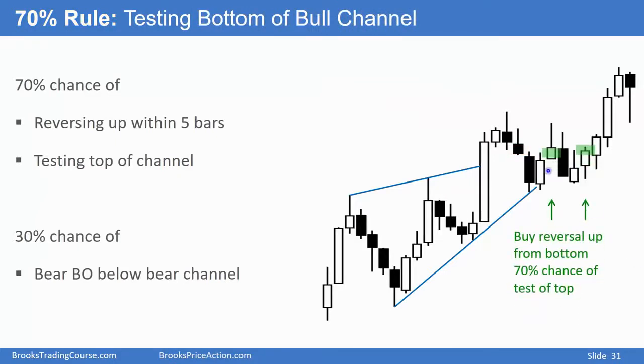A good way to buy is to place a stop just above the high of a bull bar at the bottom of the channel, looking for a resumption of the trend up, a continuation of the channel.